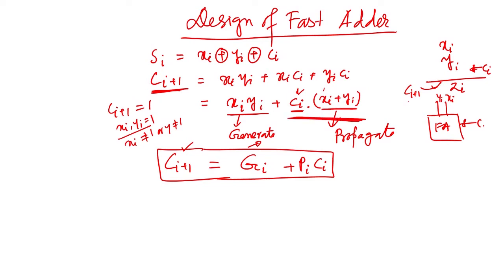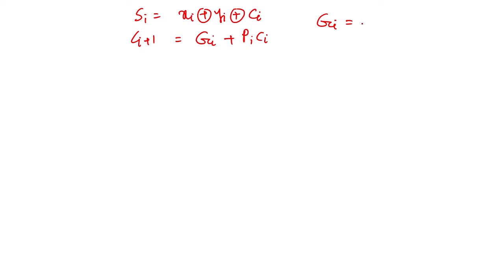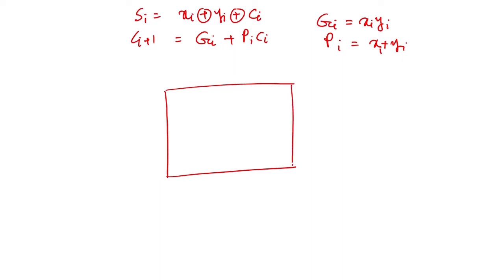So, now we will generate the circuit. I think I can go to the next page here. So, what we learned: S I equals x I exclusive-OR y I exclusive-OR C I, and C I plus 1 equals G I plus P I C I, where G I is nothing but x I y I and P I is nothing but x I exclusive-OR y I. Now, we draw the circuit here, which is a little different.